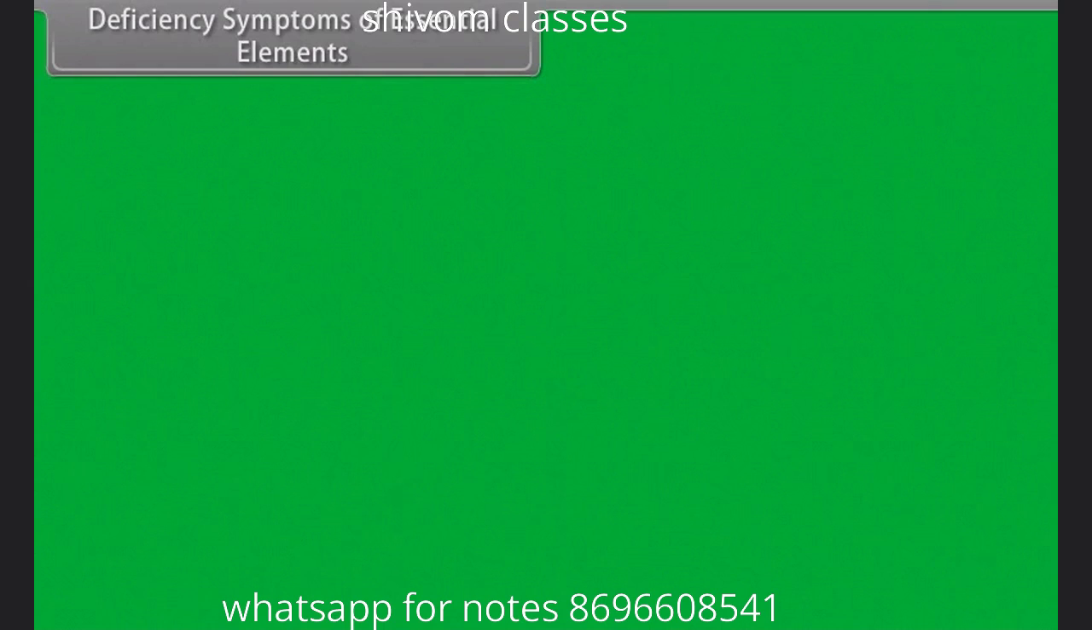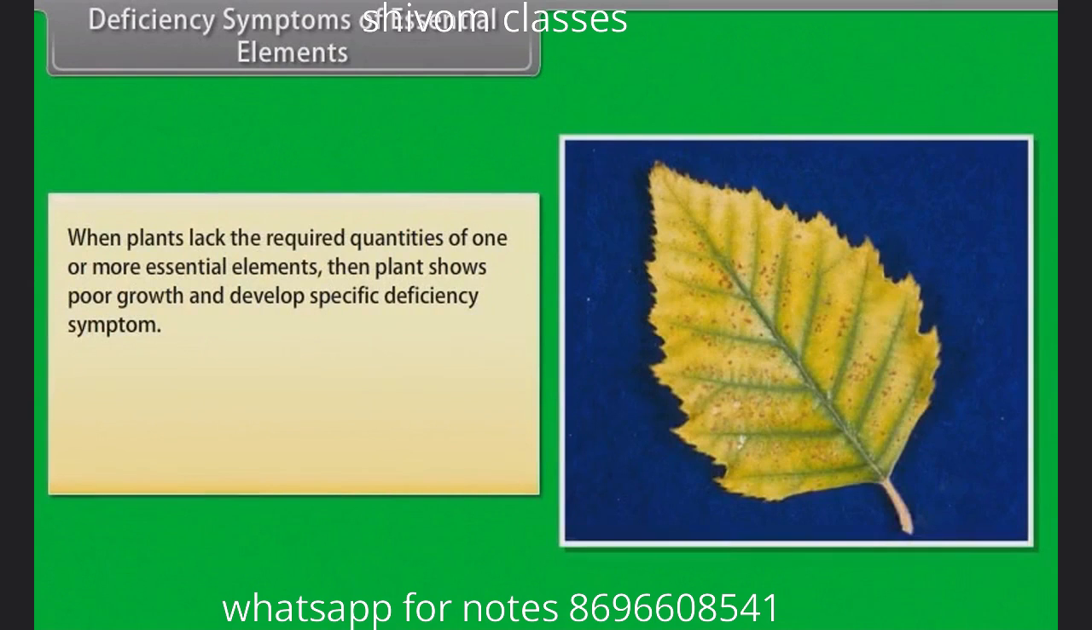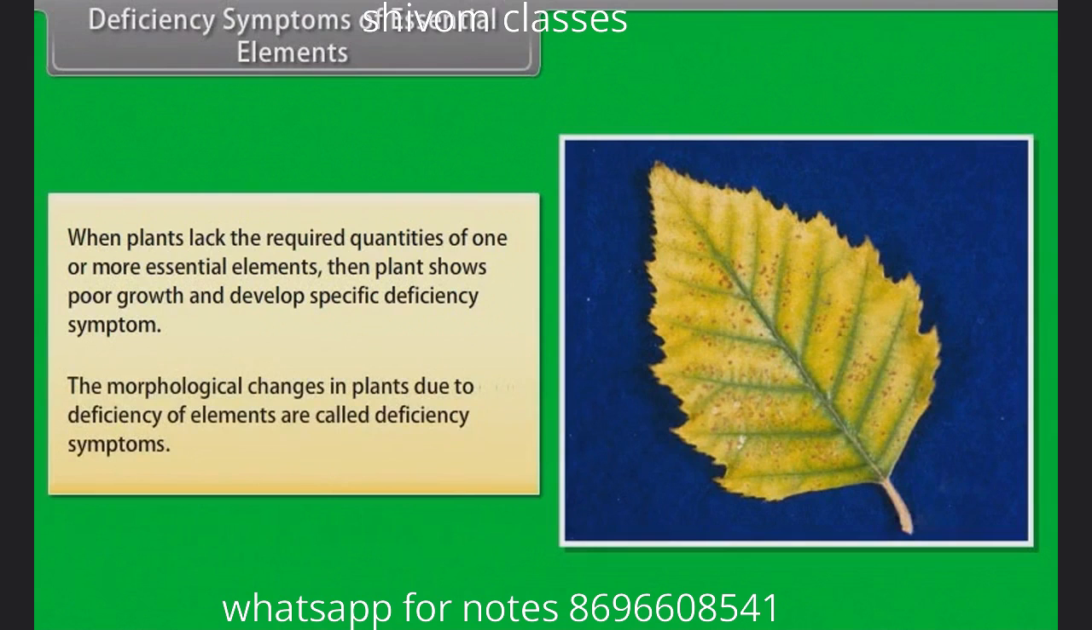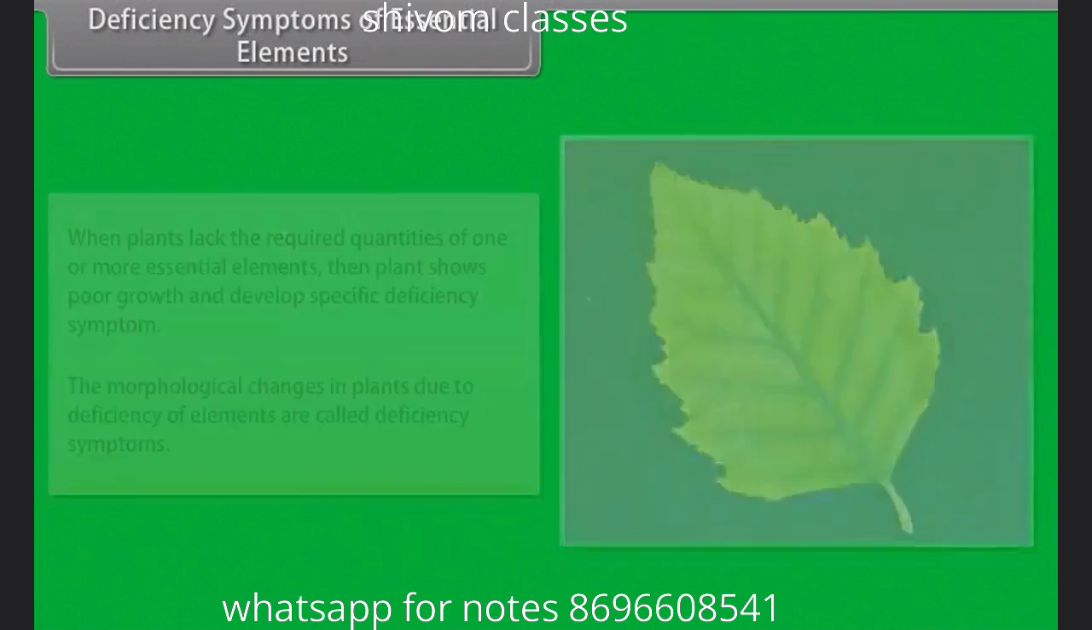Deficiency symptoms of essential elements. When plants lack the required quantities of one or more essential elements, the plant shows poor growth and develops specific deficiency symptoms. The morphological changes in plants due to deficiency of elements are called deficiency symptoms.